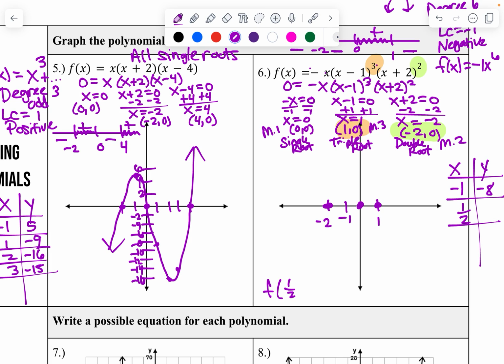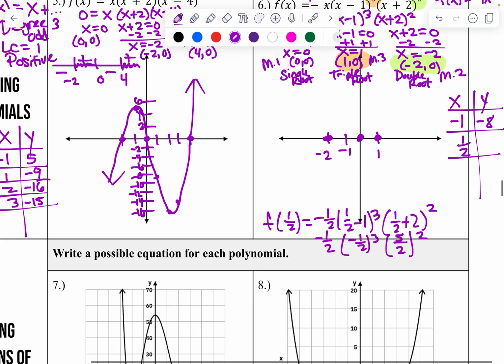So f of 1/2. So you'll have negative 1/2, positive 1/2 minus 1 cubed, and then 1/2 plus 2 squared. I was messing up that last one, because 1/2 plus 2 wouldn't be 3/2, it'd be 5/2. I was thinking negative 1/2 in my head.